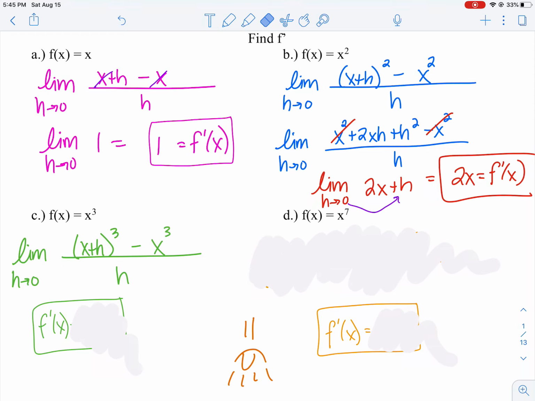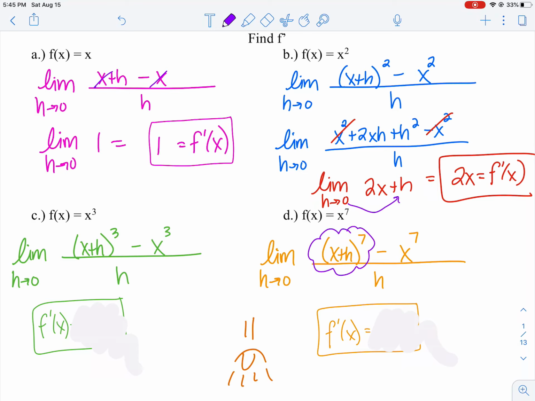What about d? What if I asked you to find the derivative of x to the 7th? Well, if all we knew how to do was that long limit definition, our setup would look something like this, right? And then what would this mean that we would have to do? Holy crap, we'd have to do that x plus h times another x plus h times another x plus h. You'd have to FOIL it out 7 different times. That would take forever. I'm pretty sure I would make a mistake somewhere along the line, and it would get really ugly really quickly, right?